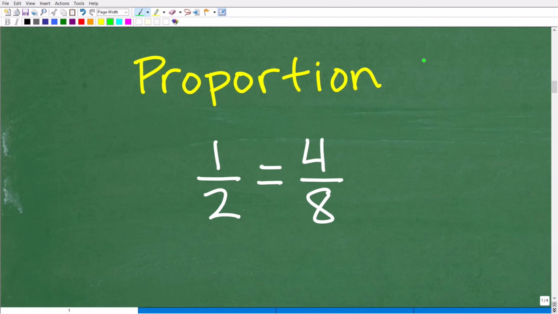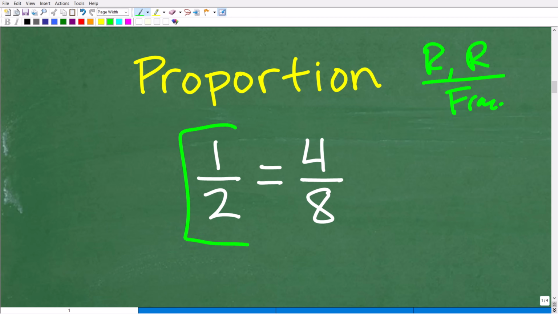Okay, so remember rates and ratios. These things here are fractions, okay? But they're fractions with specific units of measure. They're not just a regular fraction. So, but here is the deal. When you have two equal fractions, you have something in math called a proportion. So here is an example of two equal fractions. Now, in other words, they have equivalent values.